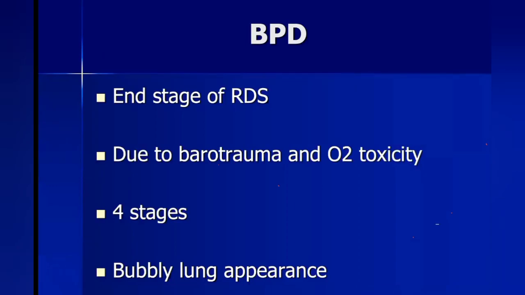So it is the end stage of RDS, and it is mainly due to barotrauma and oxygen toxicity. It passes through 4 histopathologic stages. It ends up with a bubbly lung appearance and fibrotic changes in the lung, as you saw on the CT scan.